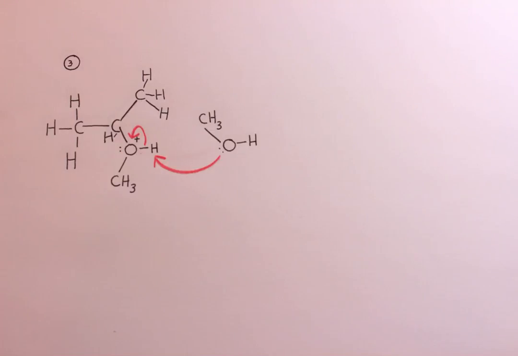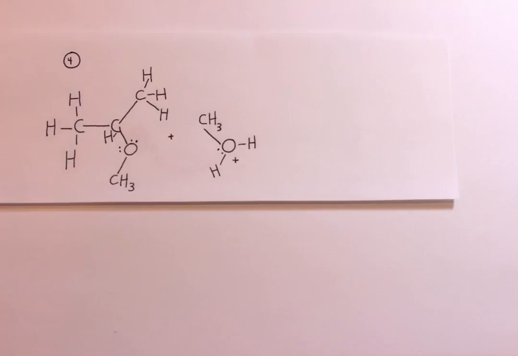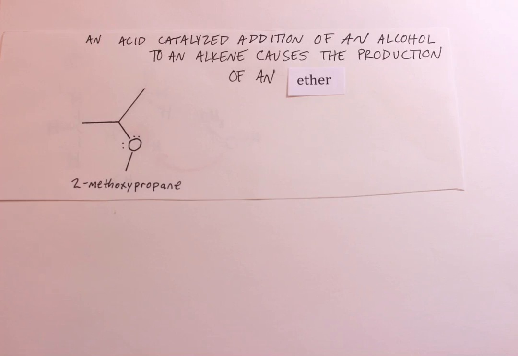Step 3. The methanol of the solution attacks the hydrogen bound to oxygen, and it passes its electrons back to the hydroxyl oxygen. This returns the catalyst proton to the methanol solution. This reaction causes the formation of the ether 2-methoxypropane. An acid-catalyzed addition of an alcohol to an alkene causes the formation of an ether.